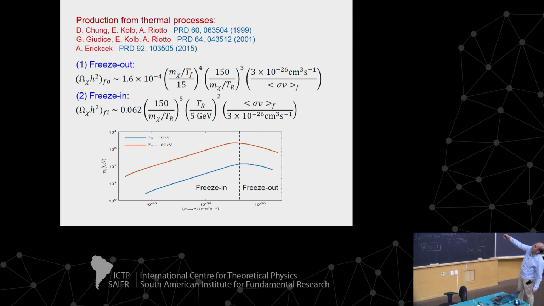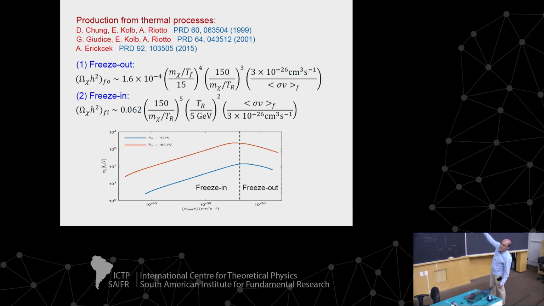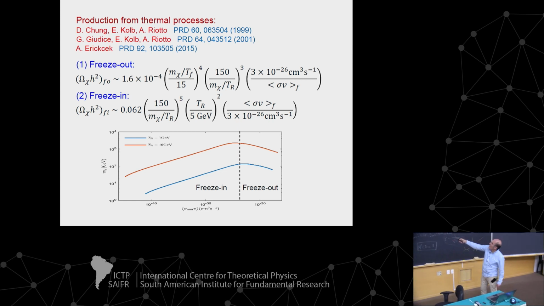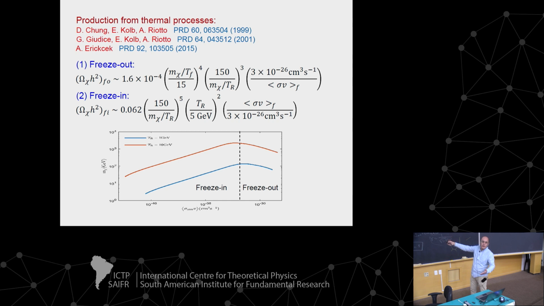And then one can get this approximate expression. Of course, this cannot indefinitely increase because at some point the interaction rate is so small that the particles were not even in equilibrium earlier on. So then we switch to the freeze-in scenario. And freeze-in means that they are just produced, but they never reach thermal equilibrium.